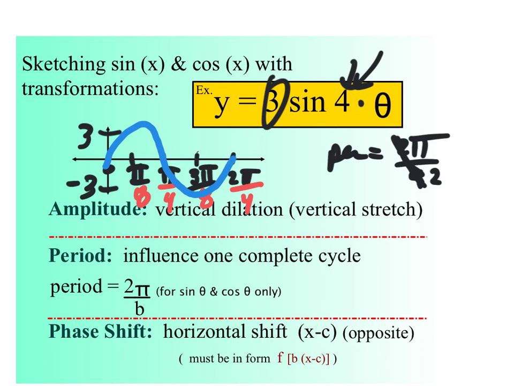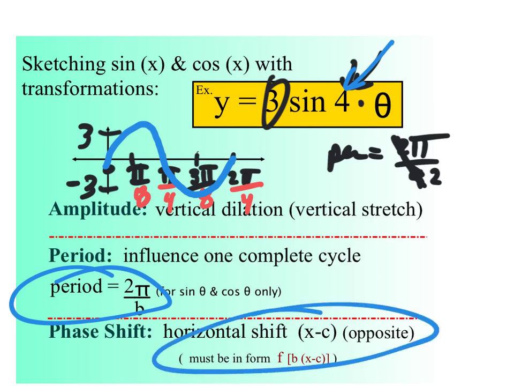There. So, period is 2 pi over b. We've talked about that more than once. That's an important thing that relates this number on the inside here to what the period will be. Now let's talk about this phase shift.